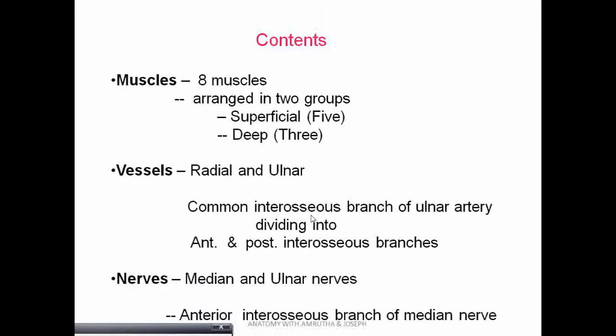Now what are the contents of this? The muscles are 8 here, arranged in 2 groups: superficial 5 muscles and deep 3 muscles. Vessels are the radial and ulnar arteries. The radial and ulnar arteries are branches of the brachial artery. The common interosseous branch of the ulnar artery divides into anterior and posterior interosseous branches. Nerves that you are going to see here are the median and ulnar nerves, and the anterior interosseous branch of the median nerve.